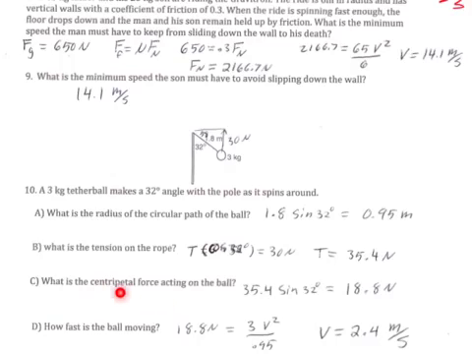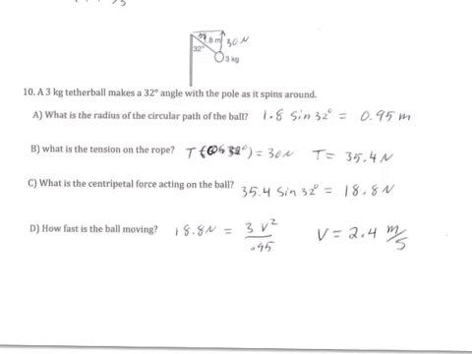So now I want to know what the centripetal force is. If you think about it, the centripetal force is basically going to be equal to whatever force is pulling this ball out, because the forces have to be equal in both directions. In a sense, it's in dynamic equilibrium. So what is the centripetal force acting on the ball? I'm going to take the tension on the rope, 35.4. This is the opposite of this angle, so I'm going to use the sine of 32, which gives me 18.8 newtons. So 18.8 newtons are acting this way, therefore 18.8 newtons are acting that way.